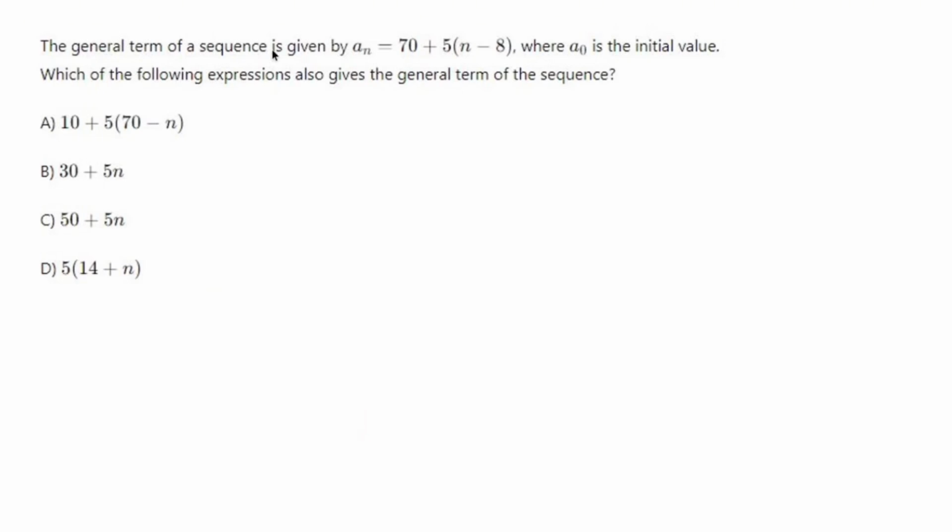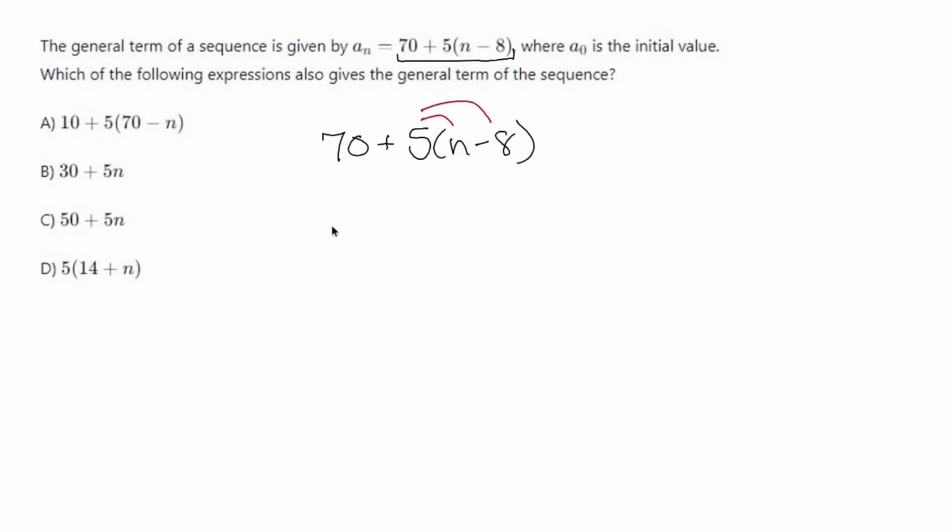The general term of a sequence is given by a sub n equals 70 plus 5 times the quantity n minus 8, where a sub 0 is the initial value. Who cares? Which of the following expressions also gives the general term of the sequence? Let's do a little bit of distributive, a little bit of combining like terms and see what happens. We get 70 plus 5 times n minus 8. All I'm doing is rewriting the original equation without the a sub n part.